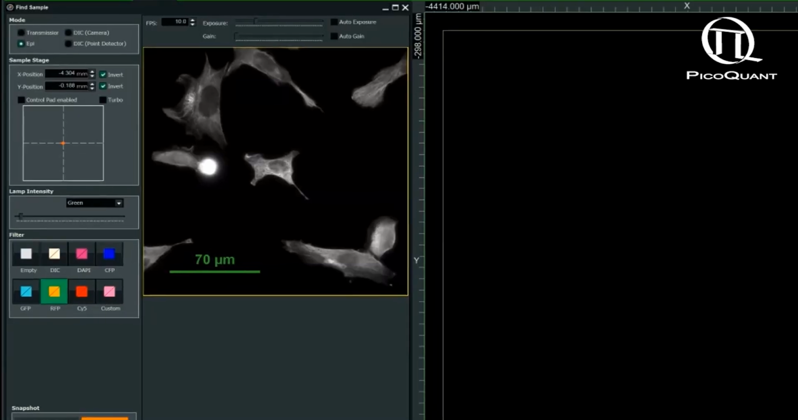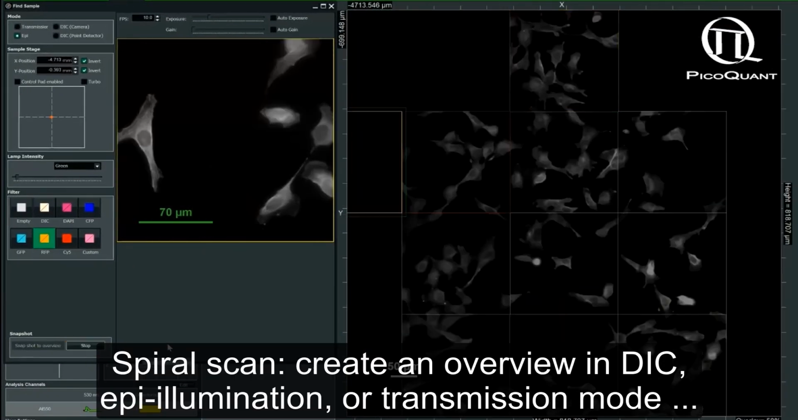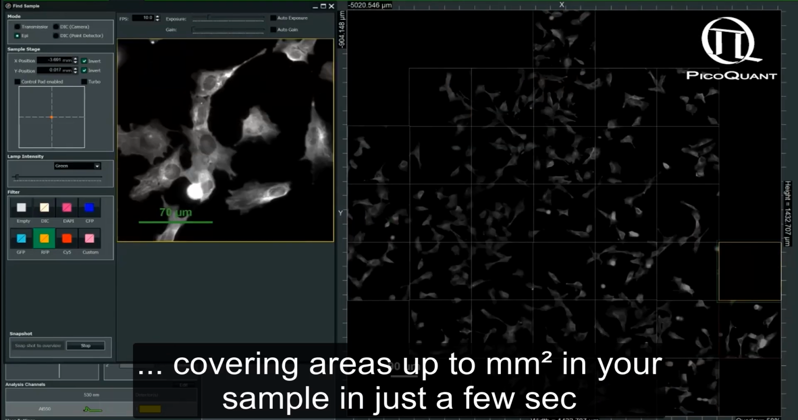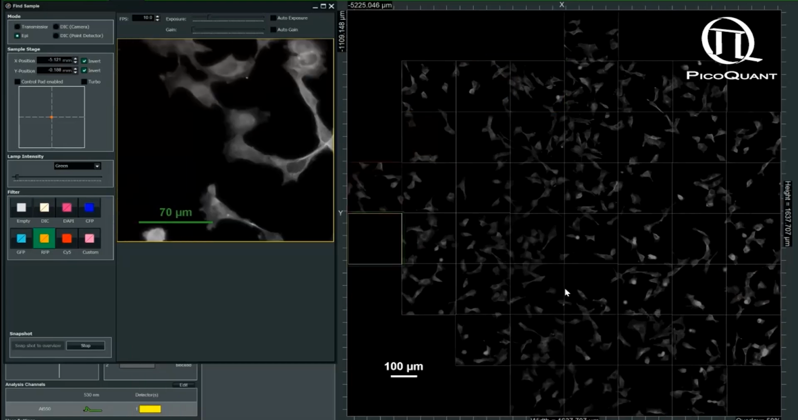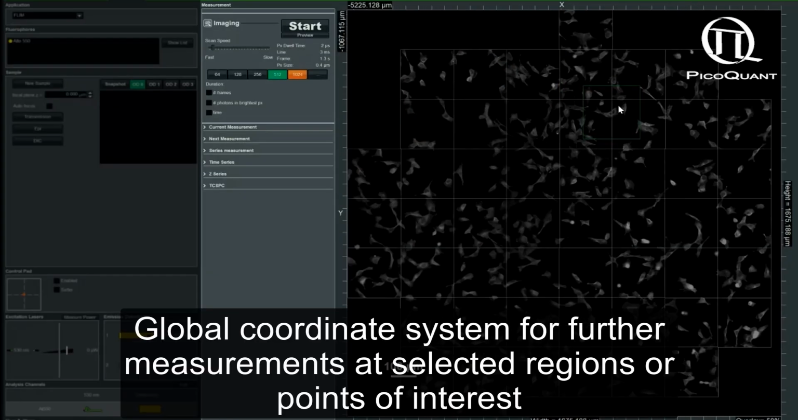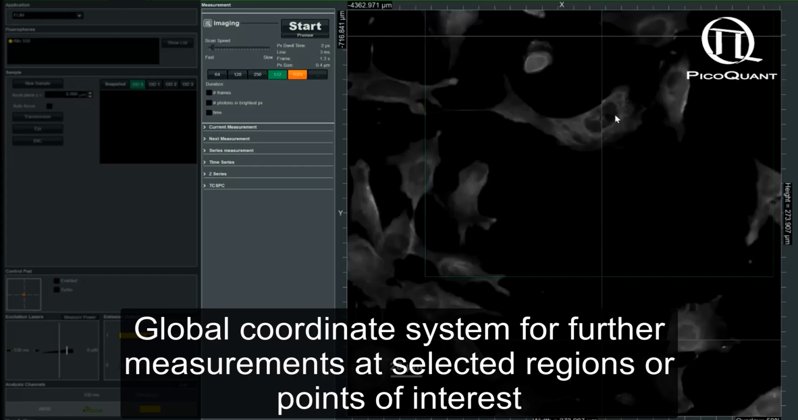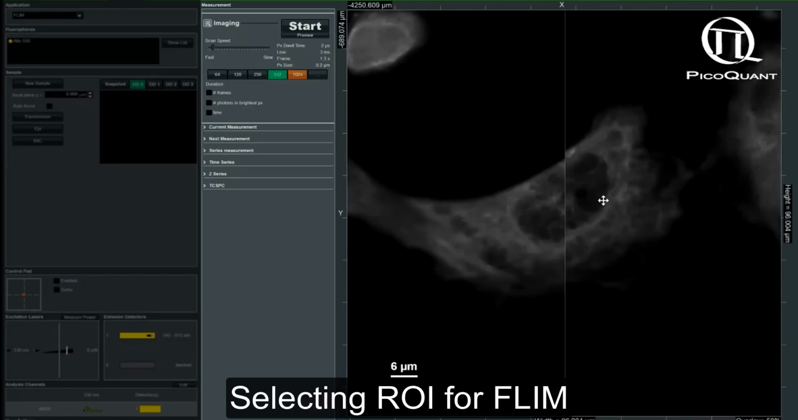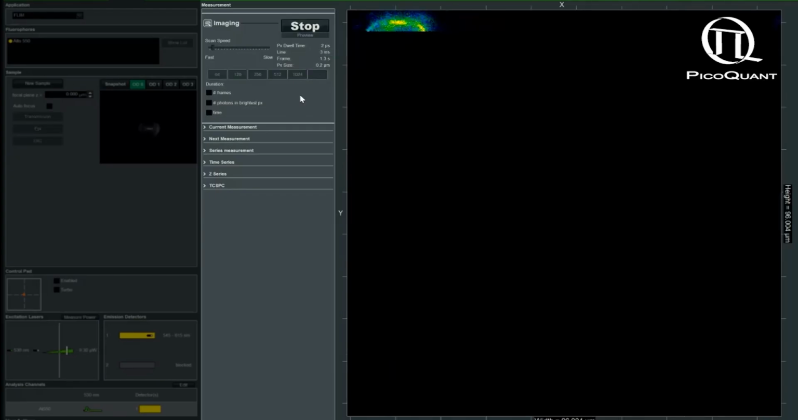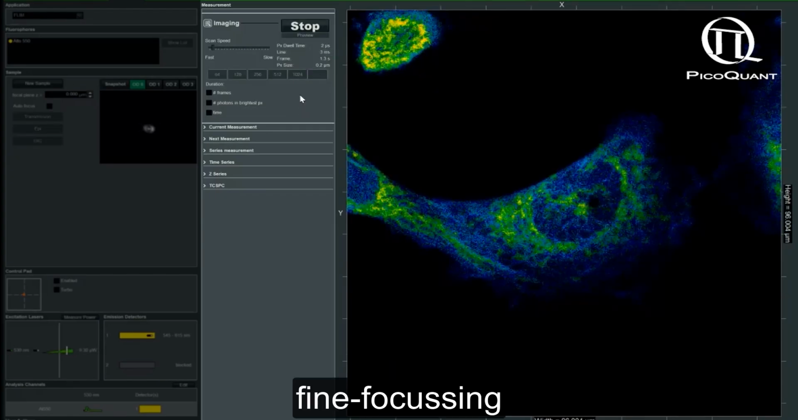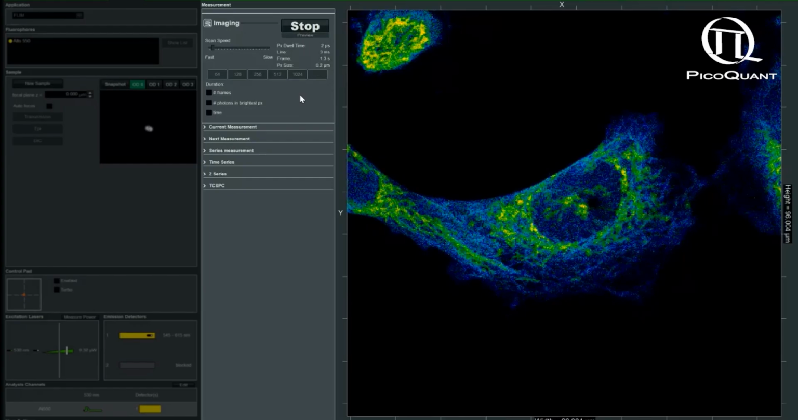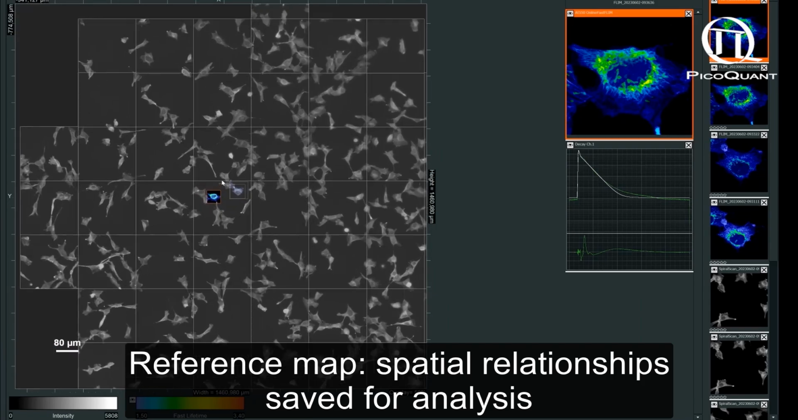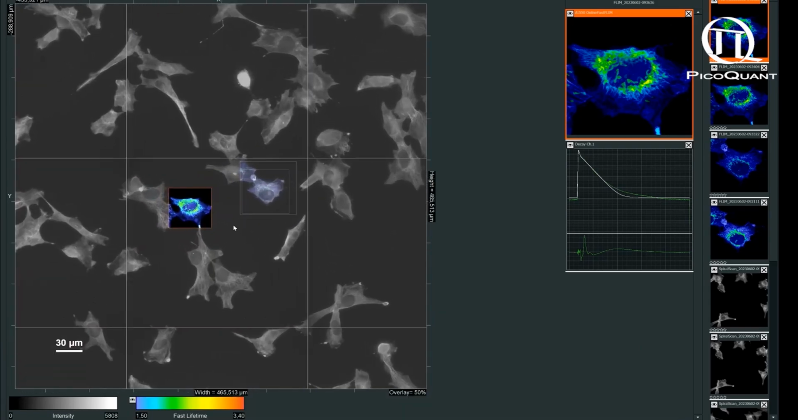Luminosa's spiral scan creates an overview in DIC, epi-illumination, or transmission mode, which covers large areas up to several square millimeters in your samples in just a few seconds. This serves as a global coordinate system for further measurements at selected regions or points of interest. You can select a small region for FLIM, fine focus, and image. In the reference map, spatial relationships are saved for analysis.